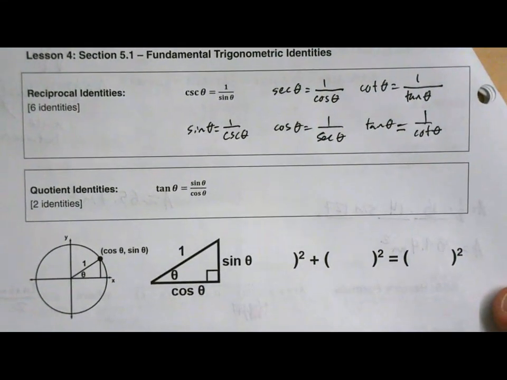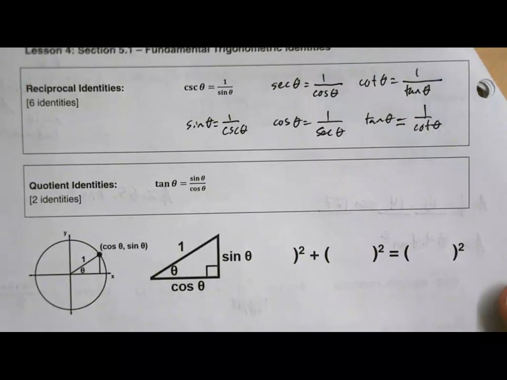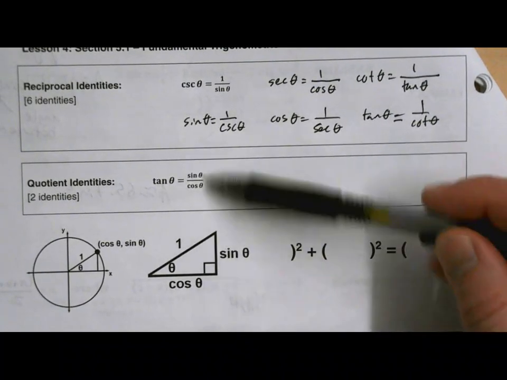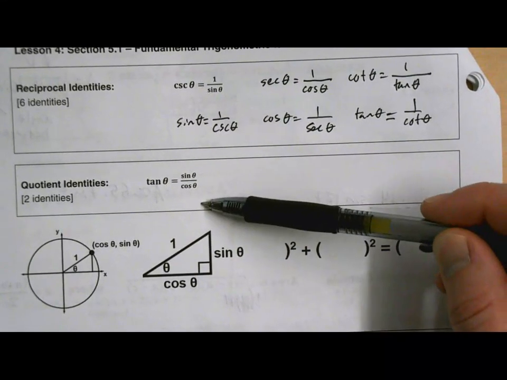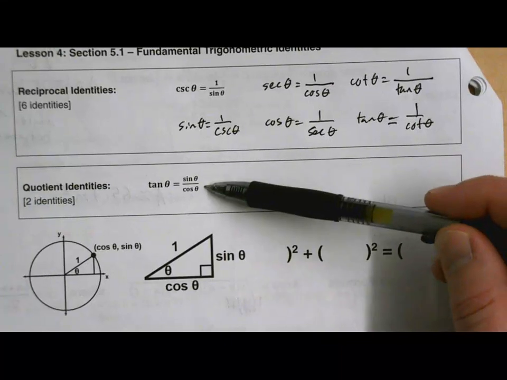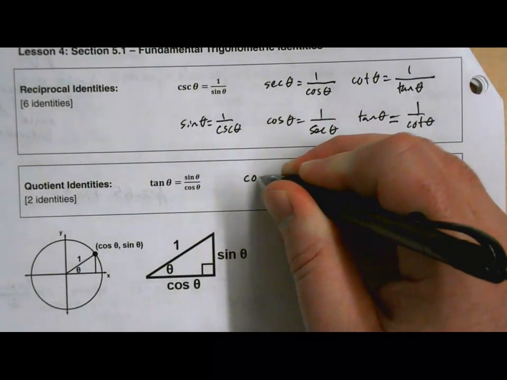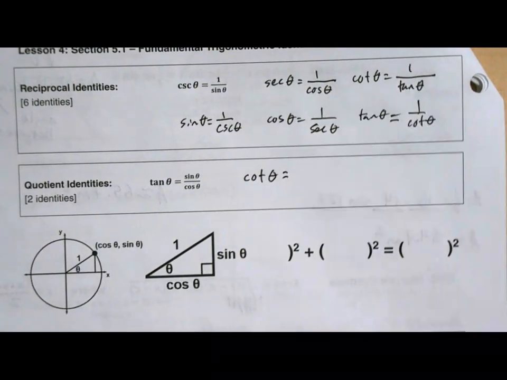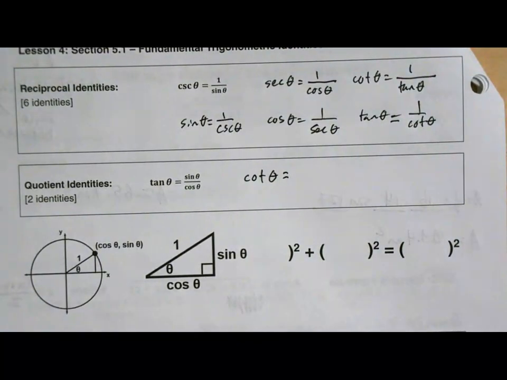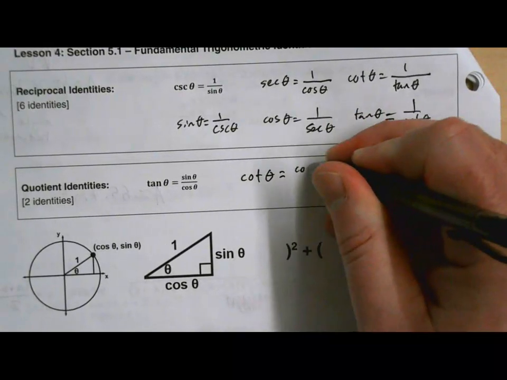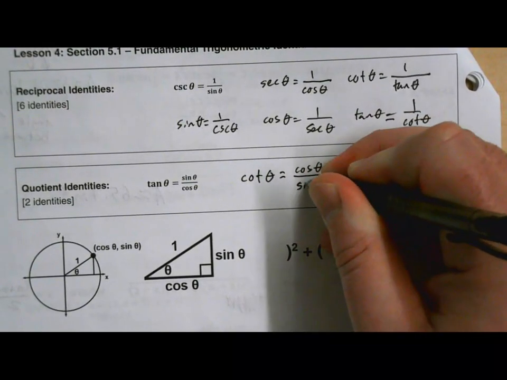All right, I don't have too much to say about the reciprocal identities. They are kind of basic definitions of secant, cosecant, and cotangent. Quotient identities, we've been using this first one for a while. Tangent is equal to sine over cosine. You should know that forwards and backwards at this point. And then the other one is the cotangent one. Do you know the cotangent one? It also has sine and cosine in it. What is it? It's cosine over sine. It's just the reciprocal.